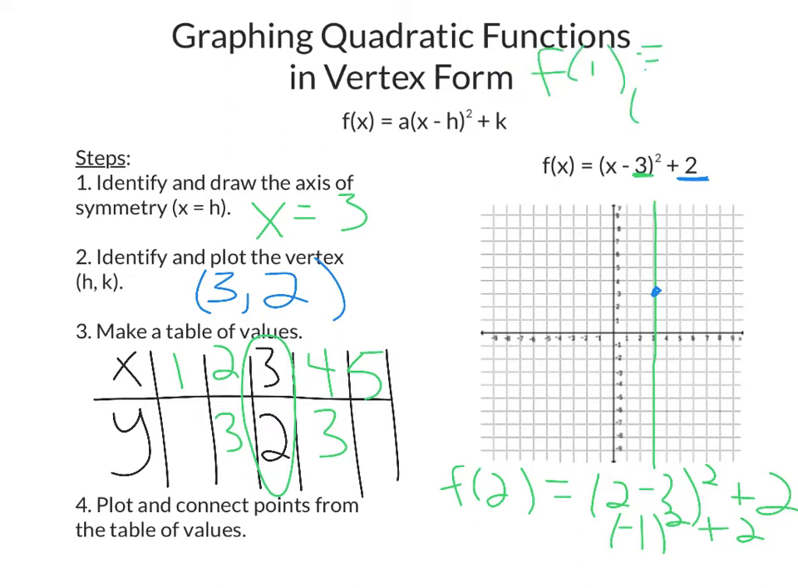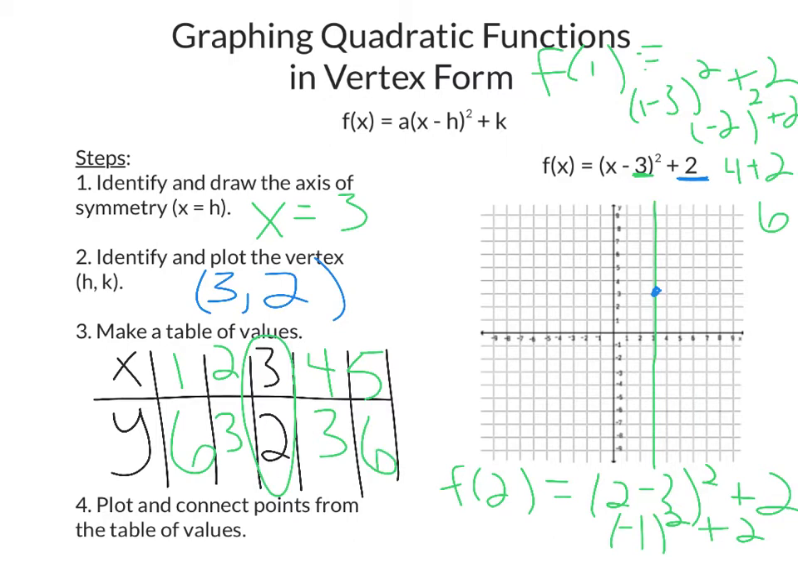Now if I input 1 and find f(1), I get (1 - 3)² + 2. 1 minus 3 is negative 2. Negative 2 squared is 4, and 4 plus 2 gives me 6. Because of the symmetry in the graph again, I also know that if I plugged in a value of 5, I would get an output of 6.